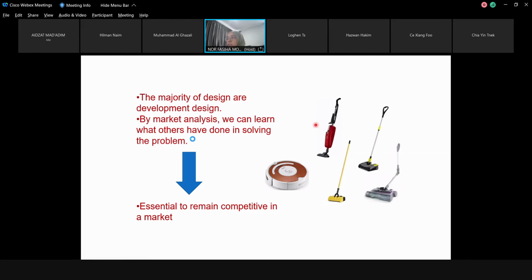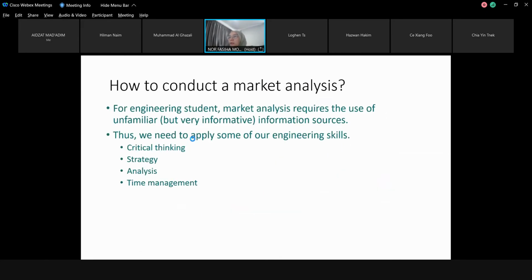As you can see in this example, for sweeping the floor, what exists in the market? What people have done. We need to know that first, because we don't want to repeat things. We don't want to waste our effort to develop from zero. And it is essential to remain competitive in the market. How?